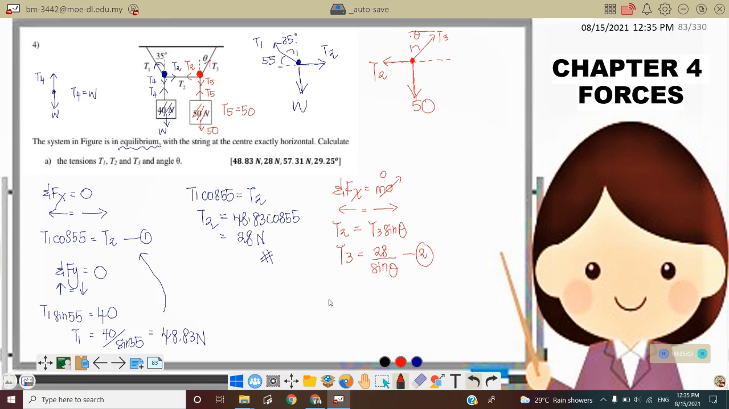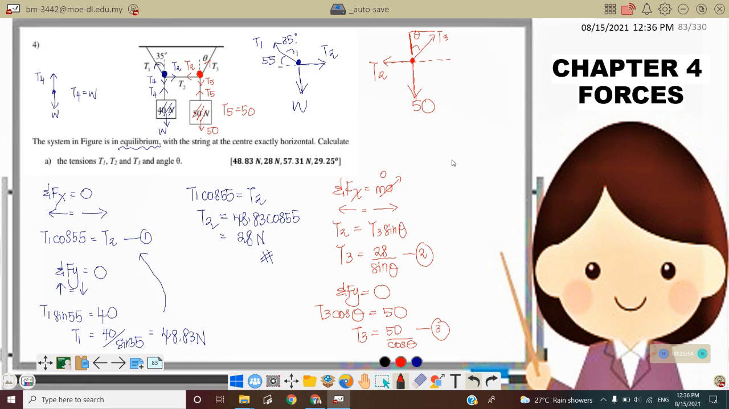We need to find it out. Next, you need to find the Y component. For the Y component, Fy equals MA, and A is 0. Again, because it's equilibrium, the force acting upward must equal the force acting downward. Upward is our T3. So I write T3 cos theta equals 50. So our T3 equals 50 over cos theta. Again, we also don't know the angle theta here. But here we know this is T3, and here also T3.